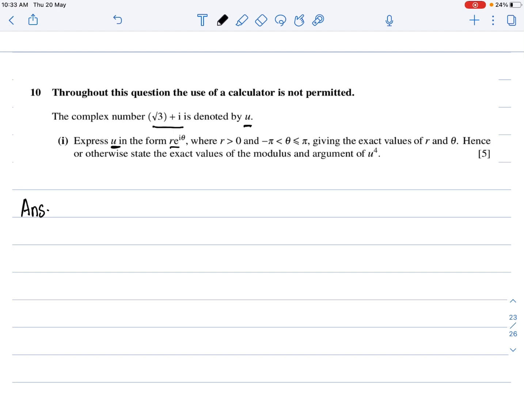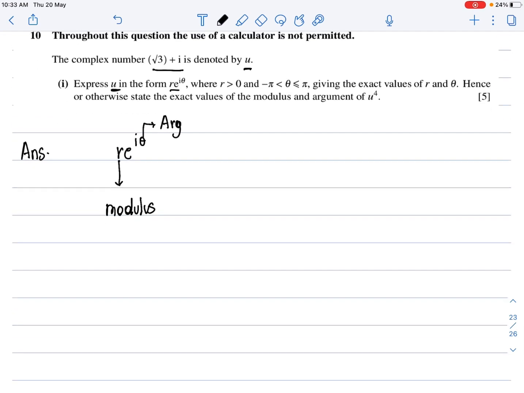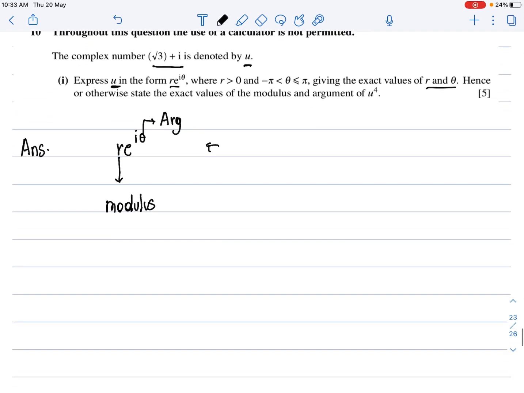Now I know that r into e raised to i theta is called the Euler polar form, where r basically means my modulus, and theta is my argument. This is what I know. Now what I need to do is first express u in this form. So first I'll calculate my modulus.